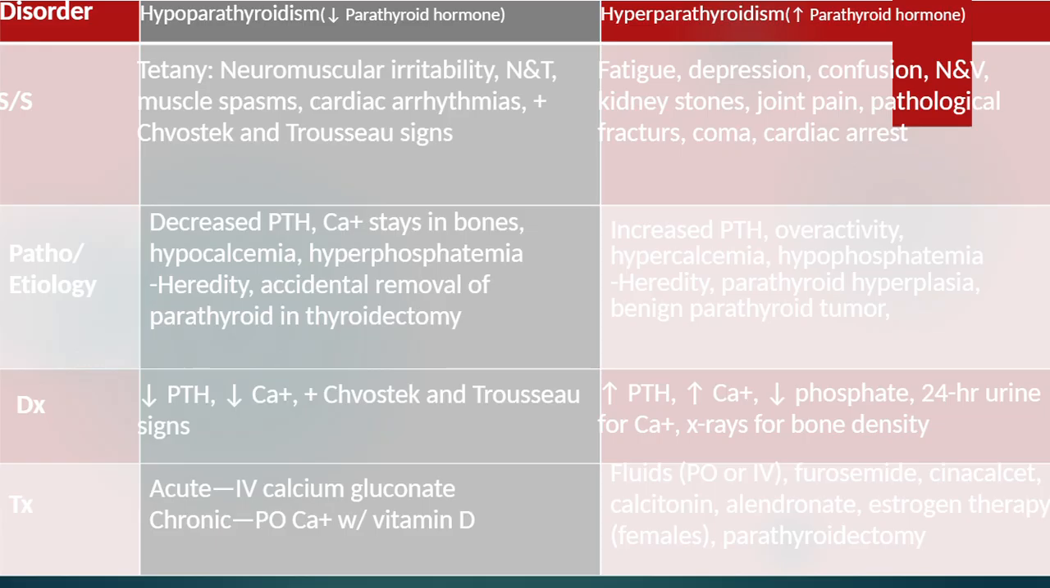Because high calcium acts like a natural diuretic, they may also complain of excessive thirst and increased urination. Over time, calcium can accumulate in the kidneys, leading to kidney stones. Bones weaken as calcium is pulled out, and this may result in bone pain, joint pain, back pain, or pathologic fractures. When calcium levels become dangerously high, the heart and nervous system are at risk, and patients can develop arrhythmias, cardiac arrest, or even coma.